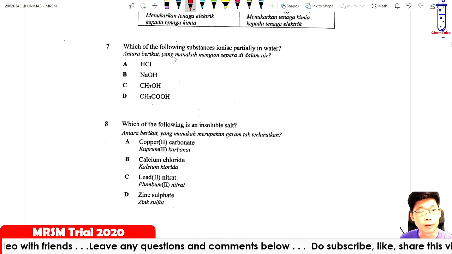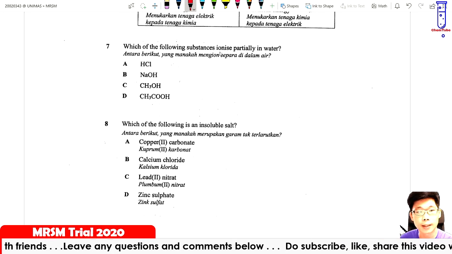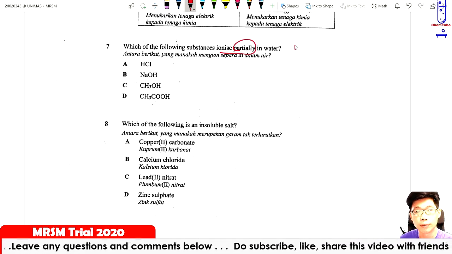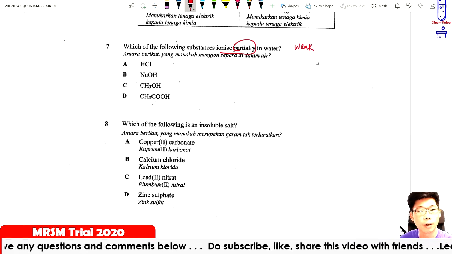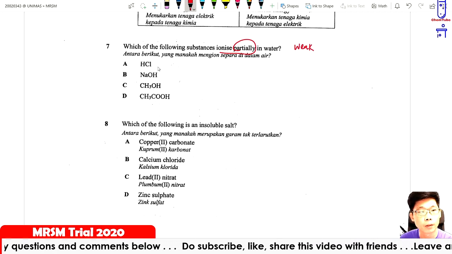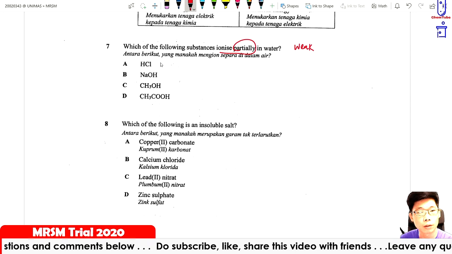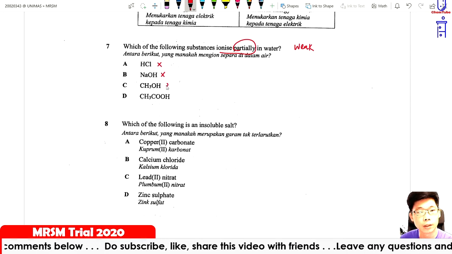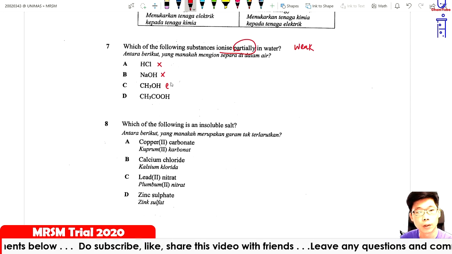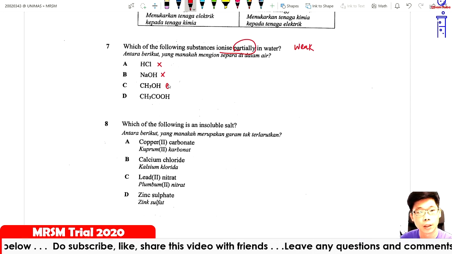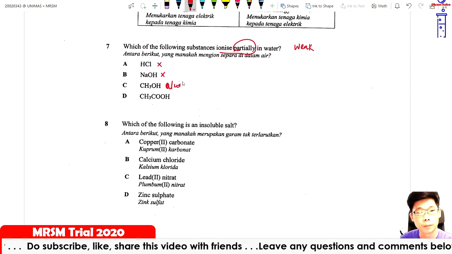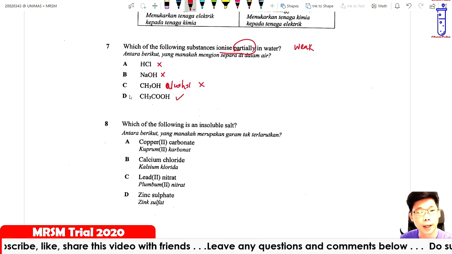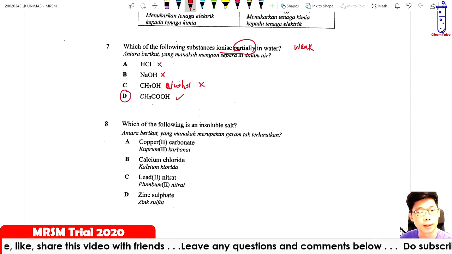Question 7. Which of the following substances ionize partially in water? Partially refers to a weak acid or weak alkali. This one is a strong acid, this is a strong alkali. This is alcohol, so alcohol is out. So this is a weak acid.